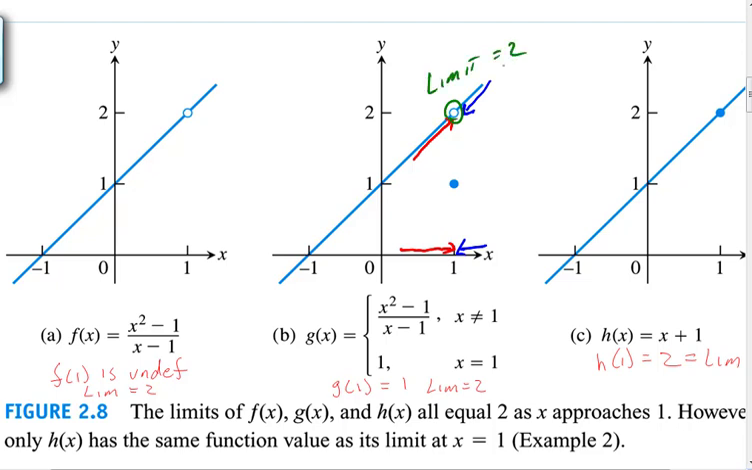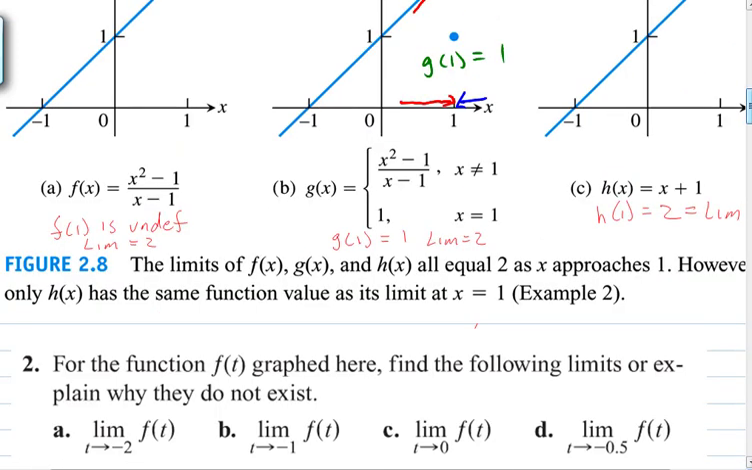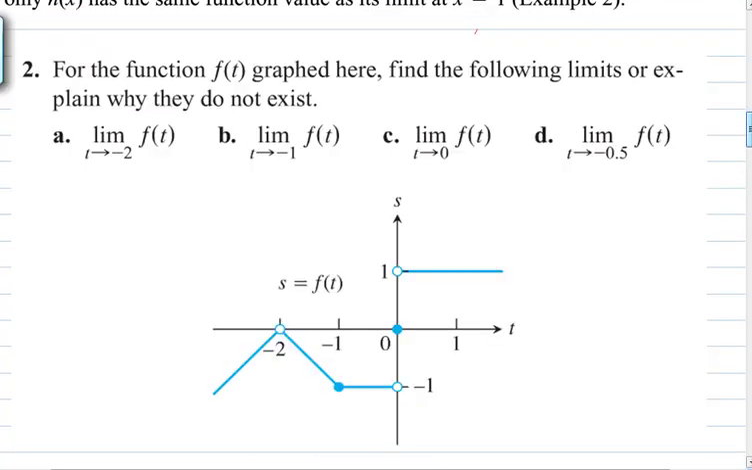But g of 1 is equal to 1 based on this piecewise defined function. The limit and the function evaluated at this point don't have to be the same. They don't even have to be defined. But they could be defined and they could be the same. Let's move on to another problem, and if we're still struggling, then we'll come back to this some more.